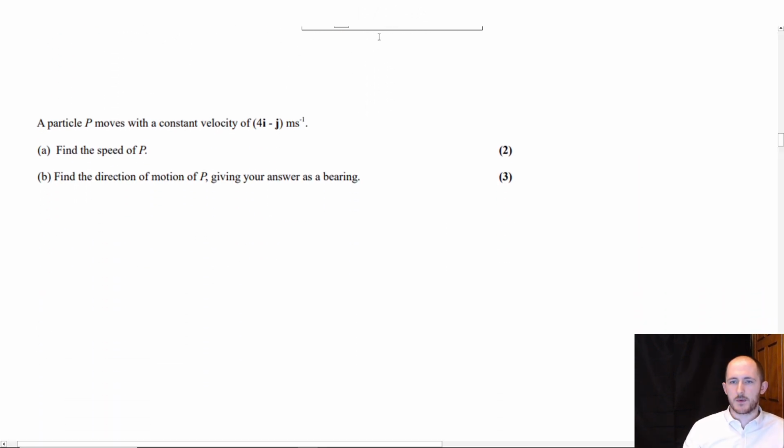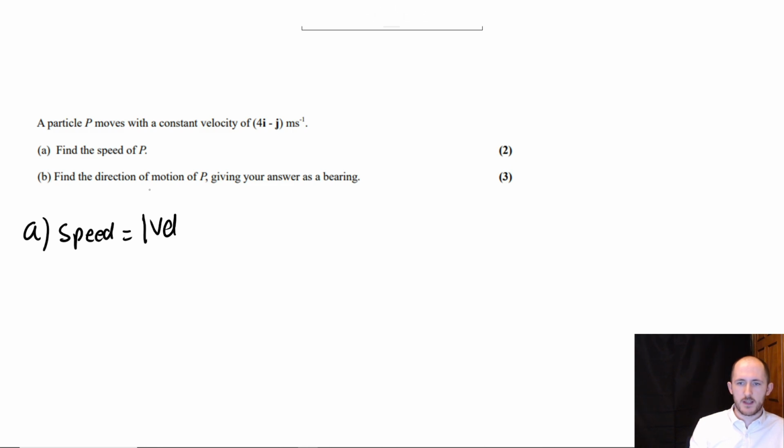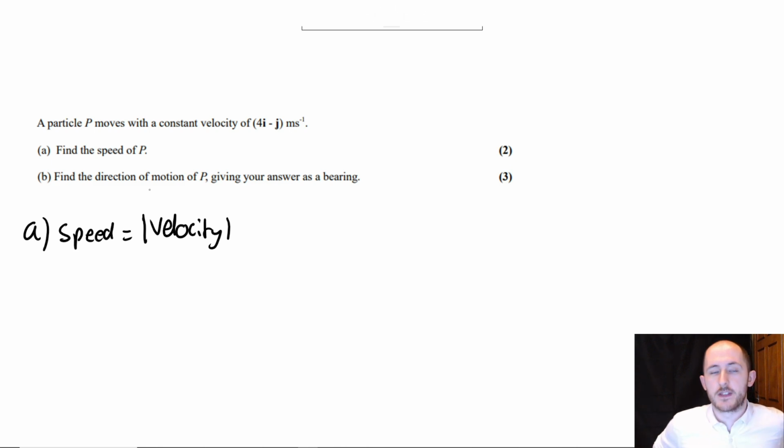Let's go to the next one then. So, particle P moves with a constant velocity of 4i minus j, and it says find the speed. As we wrote a bit earlier, speed is just equal to the magnitude of velocity. When you take the magnitude, you essentially just remove the direction from a vector. So you can change between vectors and scalars, well, in this case, just from a vector to a scalar.